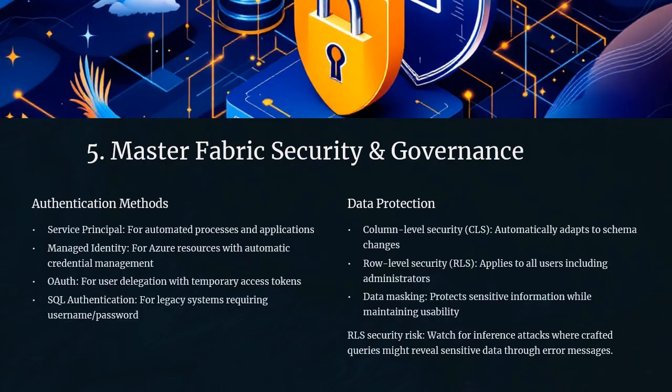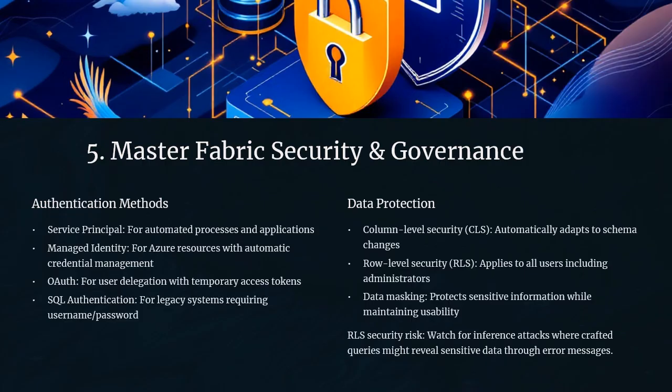Mastering security and governance in Microsoft Fabric is essential for protecting your data and ensuring compliance. Start with authentication methods. Fabric supports several options. Service principals for automated processes and applications providing secure, non-interactive access. Managed identity allows Azure resources to automatically manage credentials without manual secrets. OAuth enables user delegation with temporary access tokens, perfect for interactive user scenarios. SQL authentication remains available for legacy systems requiring usernames and passwords.